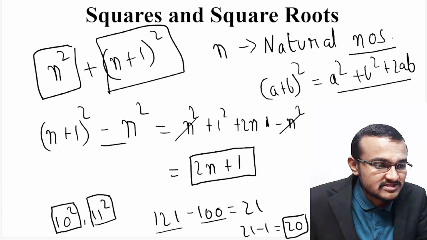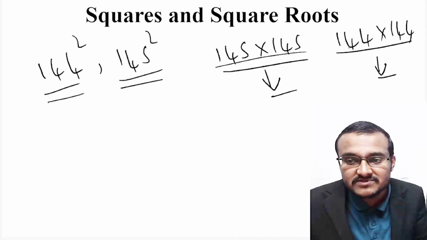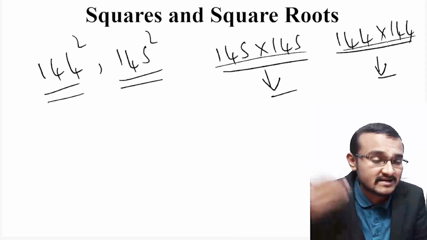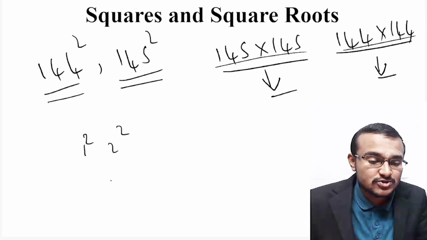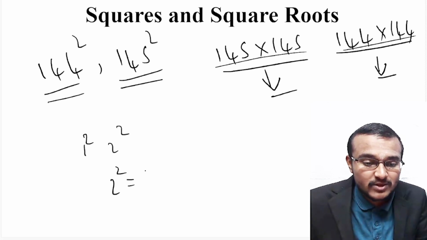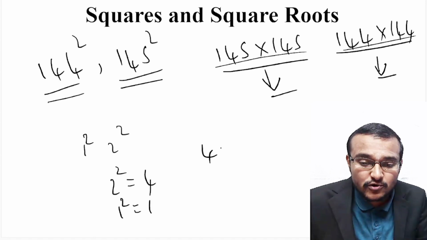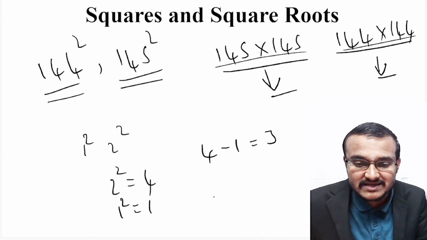But now if I give big numbers, then again you should find the squares of these two numbers, subtract them, and do all those tedious processes. So 2 square is 4, 1 square is equal to 1. So if you do 4 minus 1, you will get 3 as your answer.